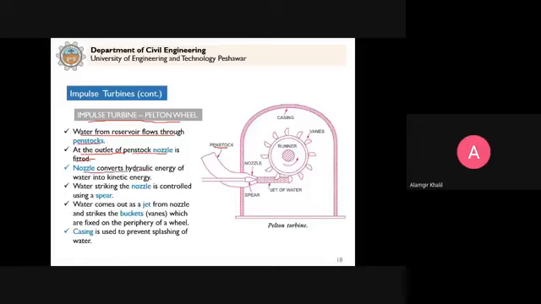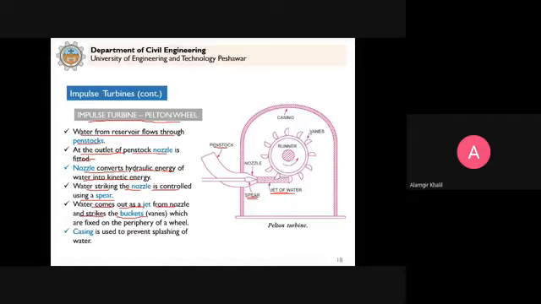The nozzle converts hydraulic energy, that is the pressure energy of water, into kinetic energy. Water striking the nozzle is controlled using a spear. As I already explained, this spear or needle controls the water. Water comes out as a jet from the nozzle and strikes the buckets. So this jet of water comes out from the nozzle.